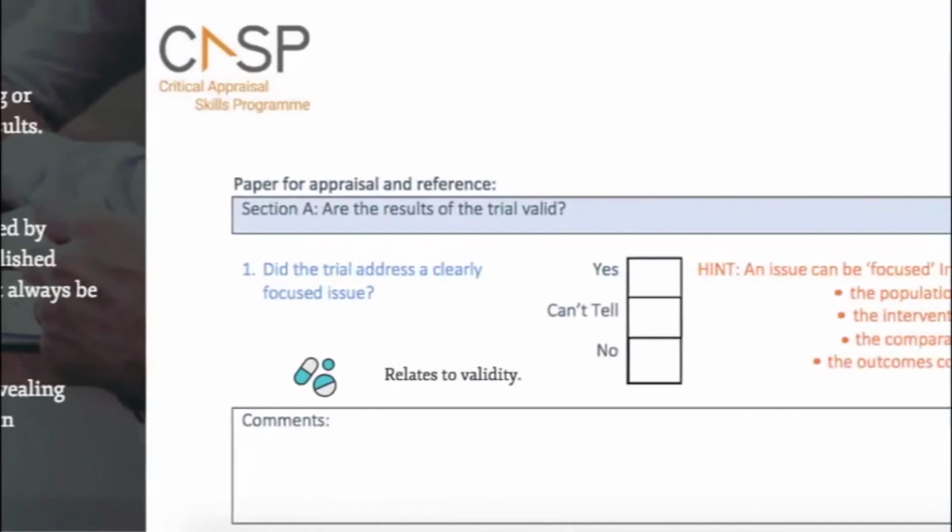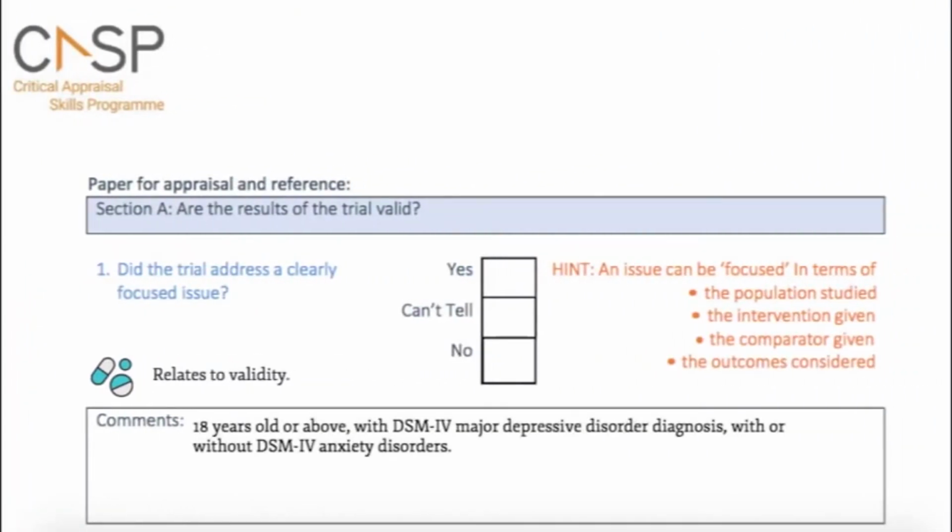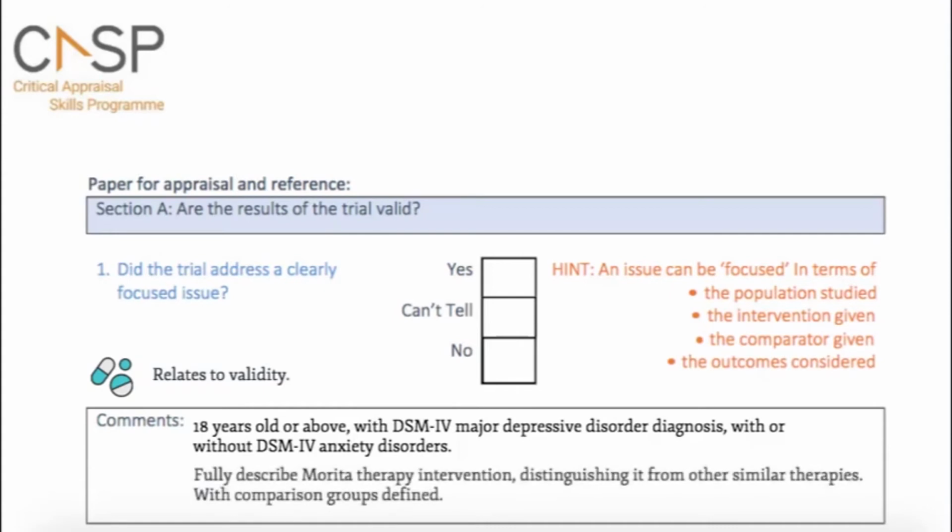In the RCT, we can see that participants were defined as being 18 years old or above with a DSM-4 major depressive disorder diagnosis, with or without DSM-4 anxiety disorders. In defining the intervention and comparison groups, the authors make effort to contextualise the current state of evidence in the area of Morita therapy. They highlight that it is a form of psychotherapy developed in Japan in 1919, informed by Zen Buddhist principles. It teaches patients to live with rather than be without their symptoms.